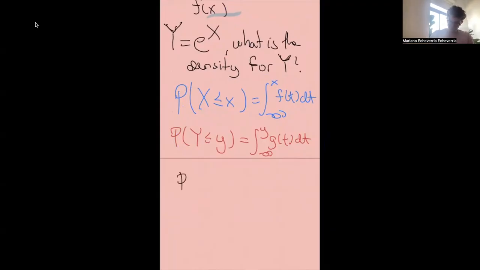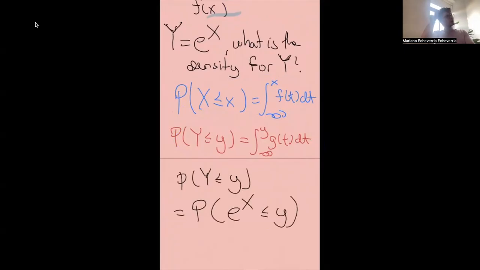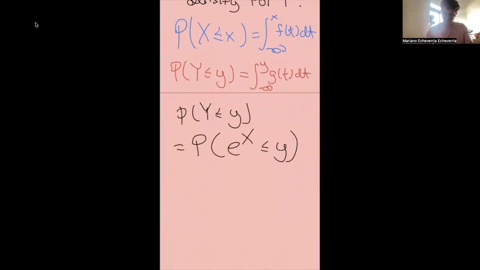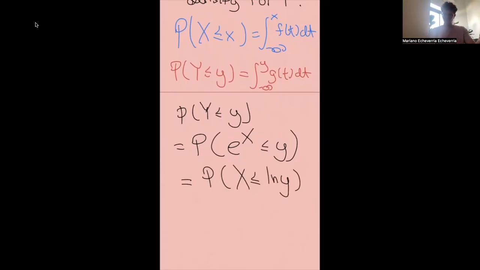So what's the probability that Y is less or equal to y? Well, that's the probability of e to the X less or equal to y, right? And so when can that happen? That happens whenever you can apply natural log on both sides of the inequality. Natural log preserves the inequality. So you can say that X is less or equal to ln of y. But again, this is just equal to the integral from minus infinity to ln of y of f of t dt.